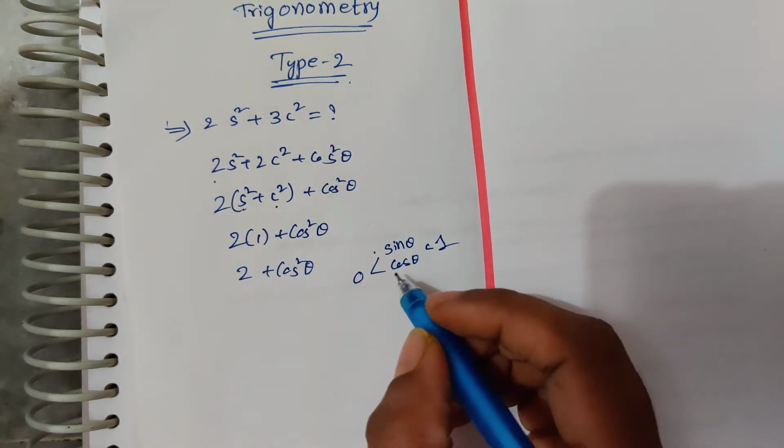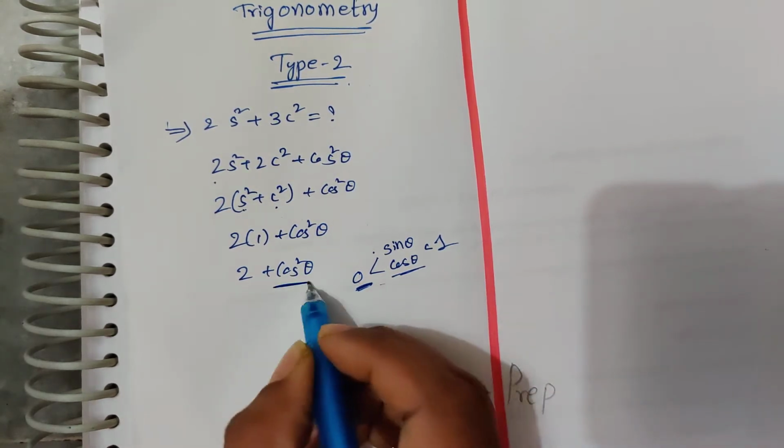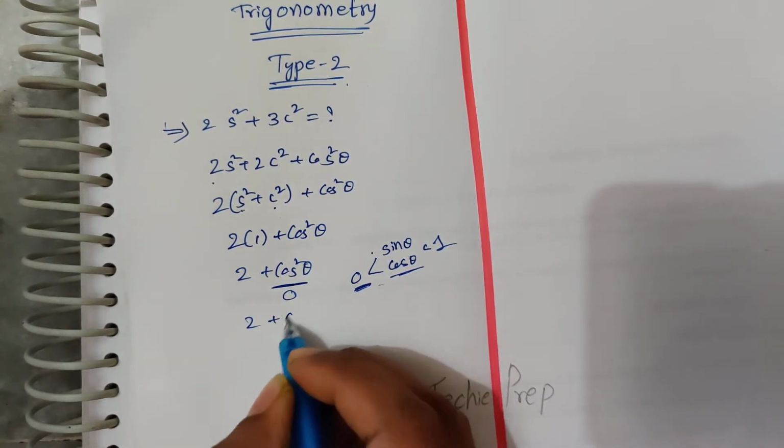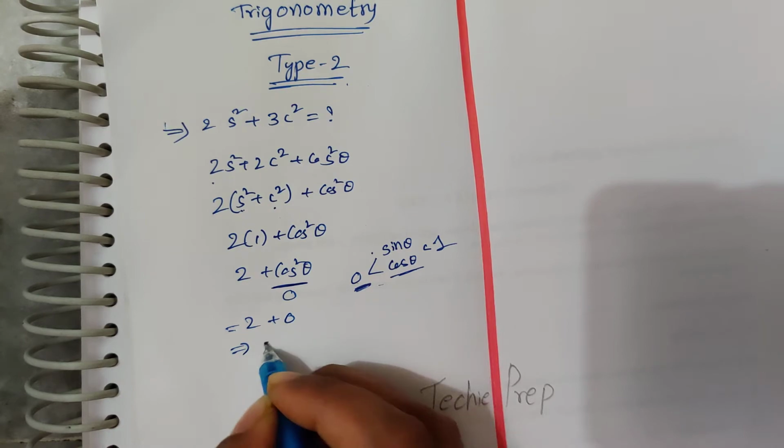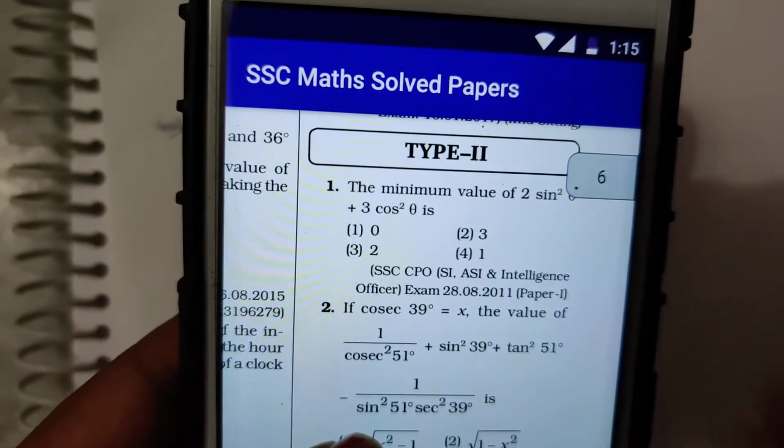We already know that the minimum value of cos theta is 0, so substitute the value 0 here. So 2 plus 0, which means 2. See, the third option is the answer, 2.